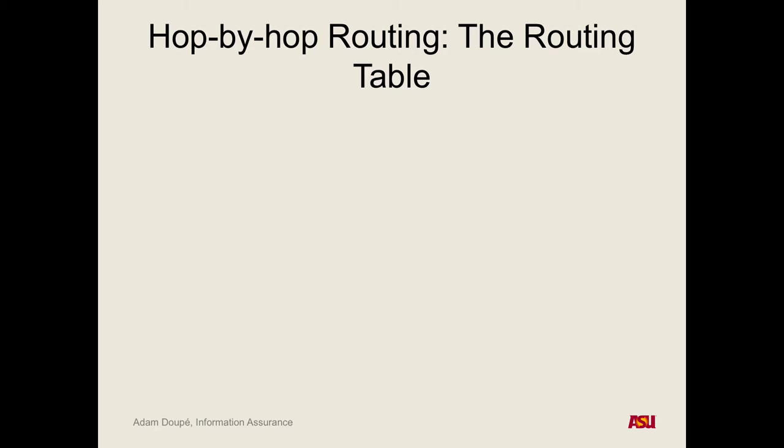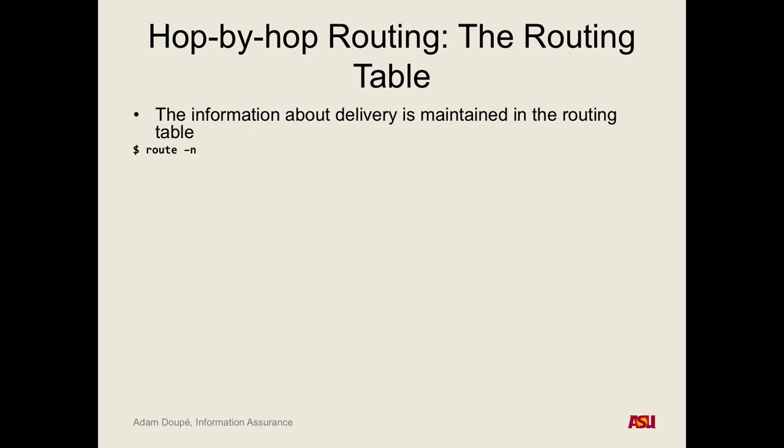So, a very key aspect of this indirect delivery is the routing table. For those of you that end up dealing with networks, this is what you live and die by, the routing table. This is something that you should always check to make sure that it's set up correctly, because this tells you how packets should be routed.